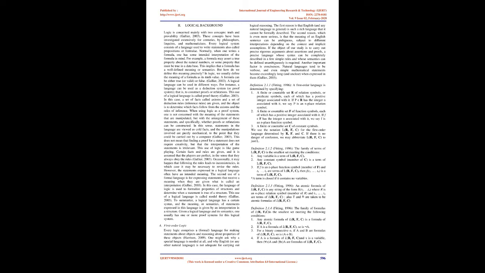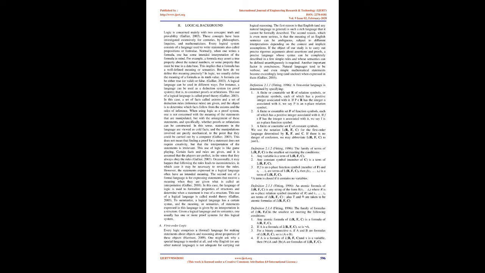Given a logical language and its semantics, one usually has one or more proof systems for this logical system. 3. First-order logic. Every logic comprises a formal language for making statements about objects and reasoning about properties of these objects (Harrison, 2009). One might ask why a special language is needed at all, and why English, or any other natural language, is not adequate for carrying out logical reasoning.